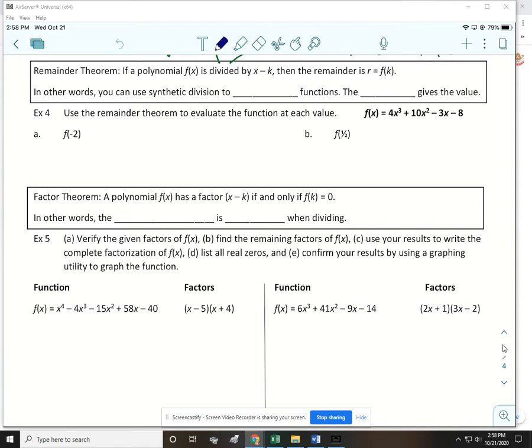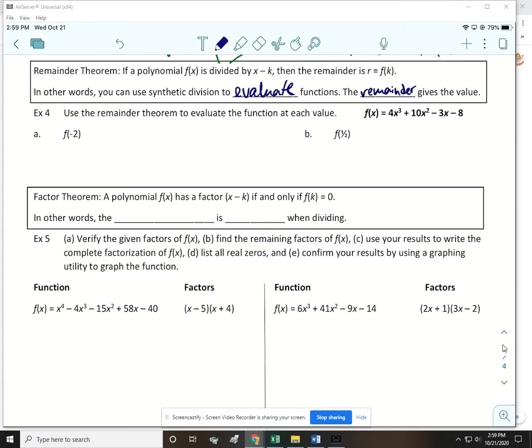So the remainder theorem says that if a polynomial f of x is divided by x minus k, then the remainder r is the same as f of k. So in other words, you can use synthetic division to evaluate functions, and the remainder gives the value.